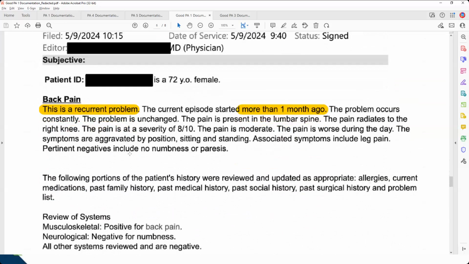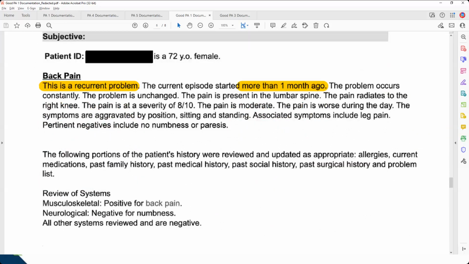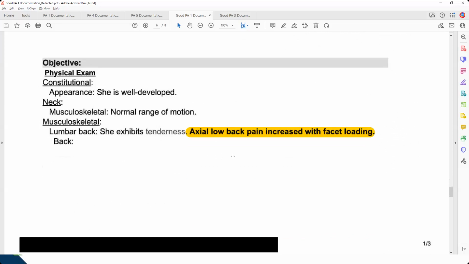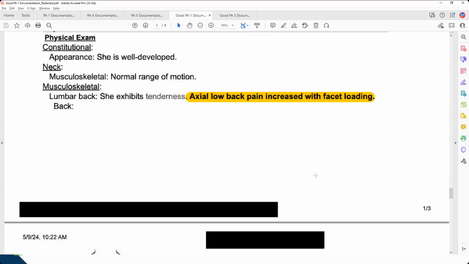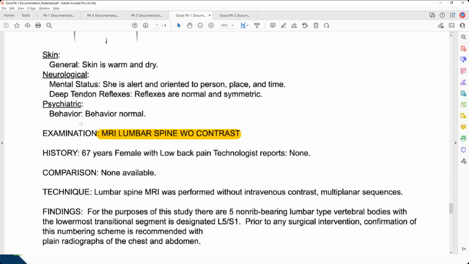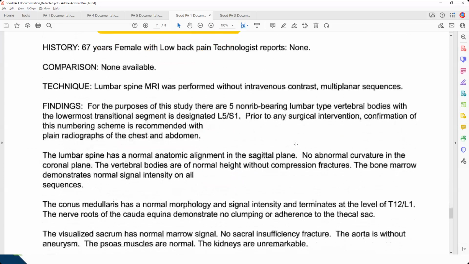And then we have a little history. This is a recurrent, this current episode has been more than a month. It's constant occurring. The pain severity is an 8 out of 10. Worsened during the day, aggravated by positioning, associated symptoms, et cetera. They do tell us it's axial in nature. It increases with the facet loading. Again, MRI.